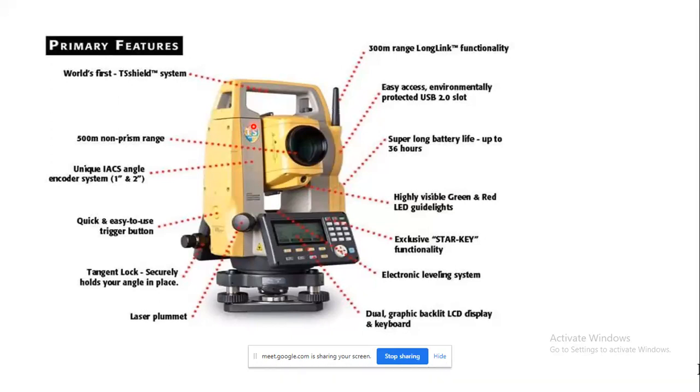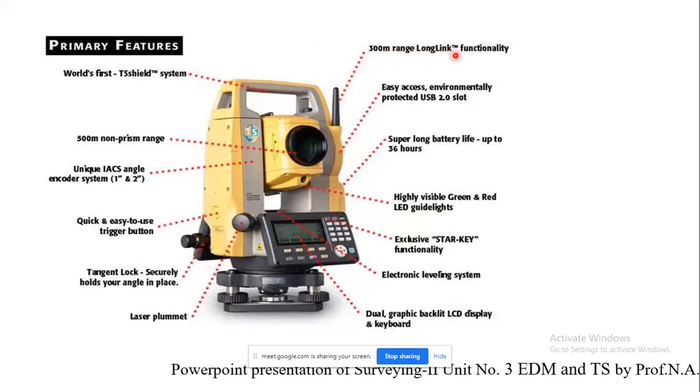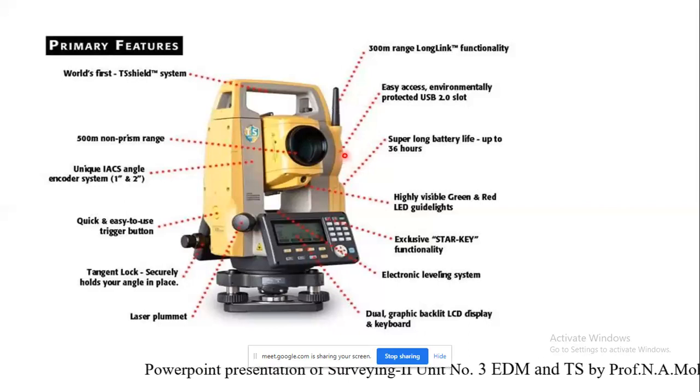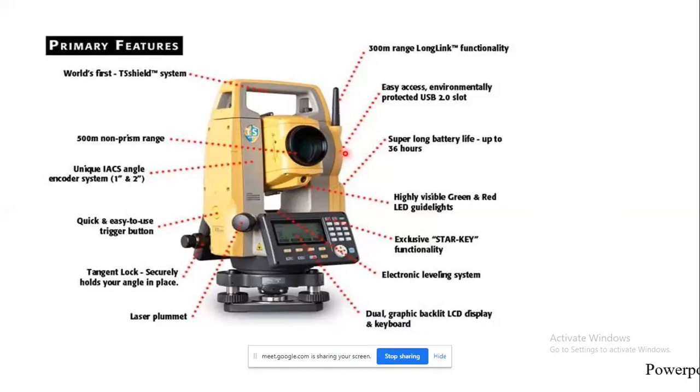Primary features you can see here. It has a 300-meter long link range. Suppose you are going to connect it with the computer directly, you can make use of it. A USB slot has been provided so that you can take the data and put it over the software provided by the manufacturer and transfer the points, or the data which you have collected.